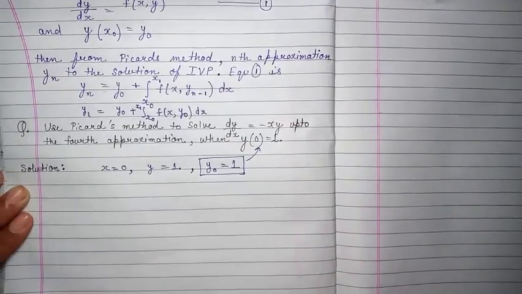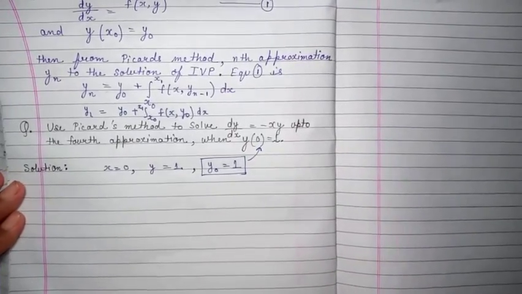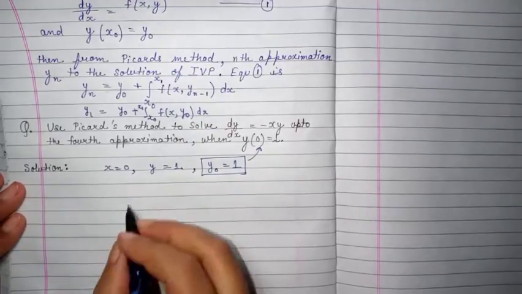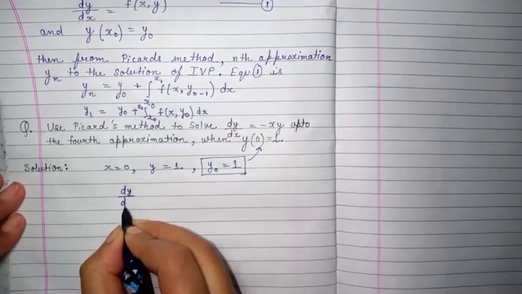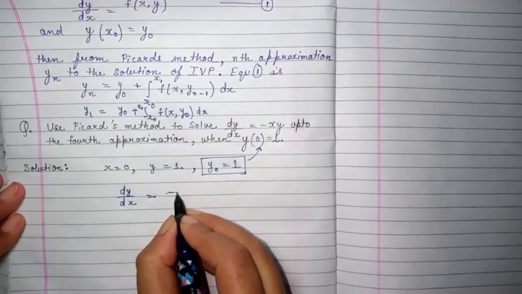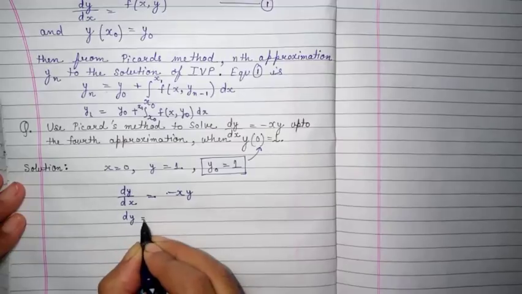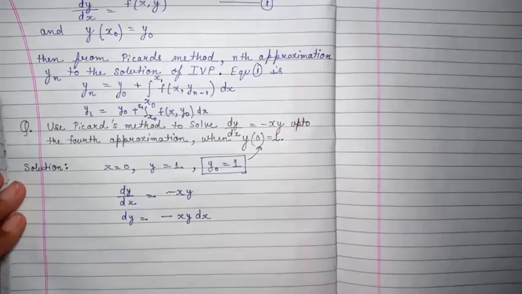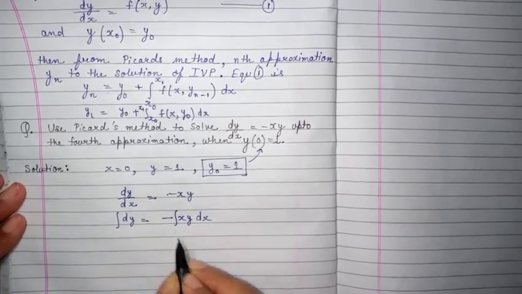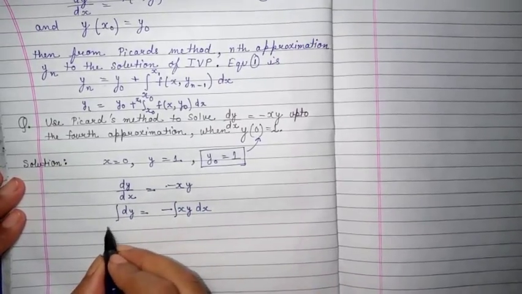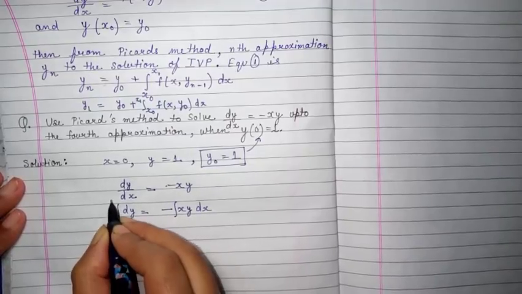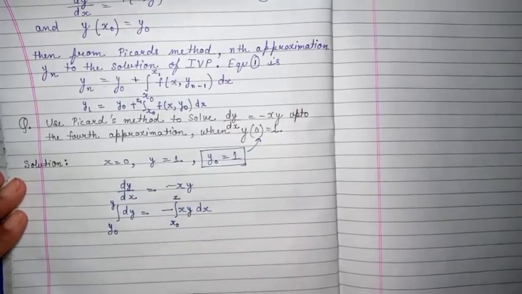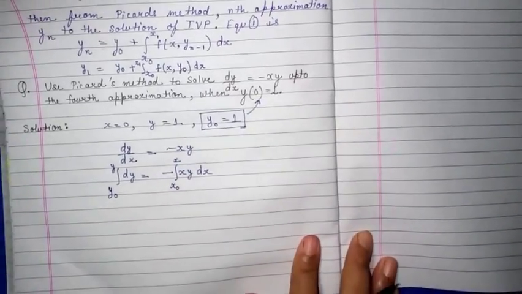Now we are going to solve this. So how are we going to solve it? See, the question is dy by dx is equal to minus xy. So dy is equal to minus xy dx. This is the question. Here we are going to integrate on both sides. Here I am writing y naught to y, and here I am writing x naught to x. So this is all about the integration.